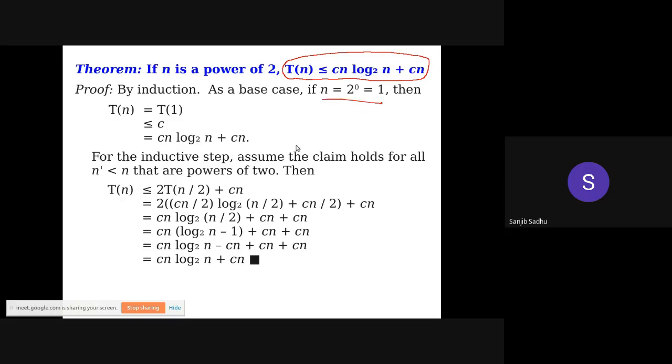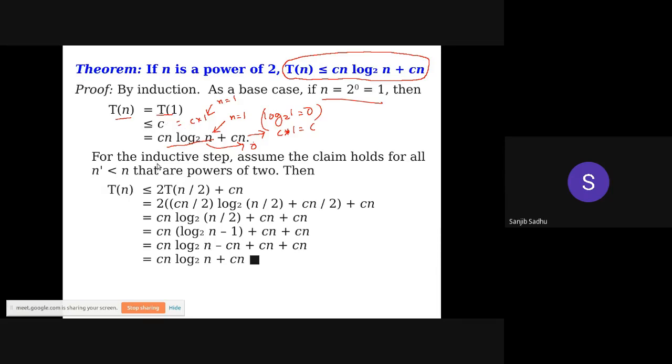So for n equal to 2 to the power 0, that is 1, what happens? Tn is T1 and T1 is less than or equal to C, we know. Now can I write that C is equal to C into 1? The n value is 1 in this case. So C into 1 is equal to Cn log n plus Cn. Why? Because if you put n equal to 1 here, log 1 is 0. So this term is reduced to 0, and this is C into 1, C. So anyway, the induction base we have proved is correct. T1 is less than or equal to C.